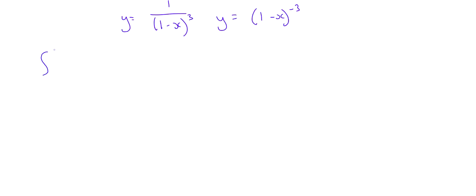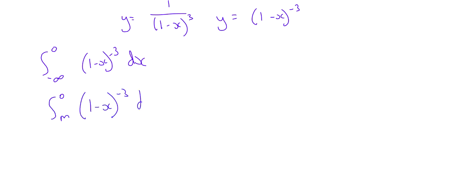Now I want to integrate this between 0 and negative infinity. Sometimes you can have positive infinity and negative infinity. So I am going to find the integral of 1 minus x to the power of -3 with respect to x. Again, I'm going to replace the infinity with a letter. I'm going to use m again, but you can use any letter you like. So between 0 and m, I want to find the space under this curve between those two values.